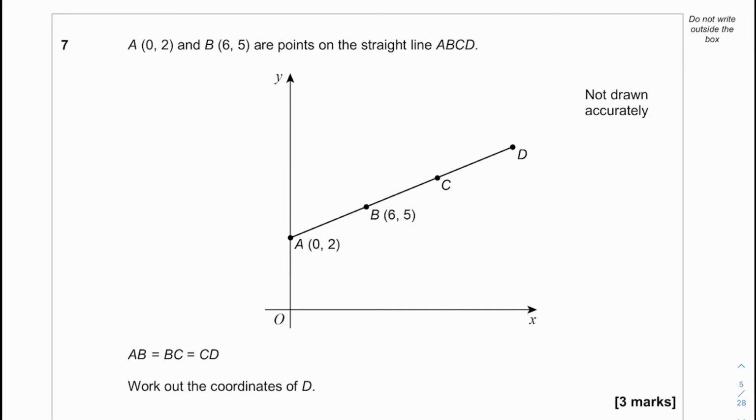Question 7 is worth 3 marks again, and we are told that we've got 3 coordinates, A, B and C, as well as D, so 4 coordinates, and they are on a straight line, A, B, C, D. We are then told, this is important information, that AB is equal to BC, which is equal to CD, and we need to work out the coordinates of D. So basically what this is saying here is that this length is the same as this length, which is the same as this length. So essentially we need to work out this distance here, and then we can work out the coordinate of C and then D.